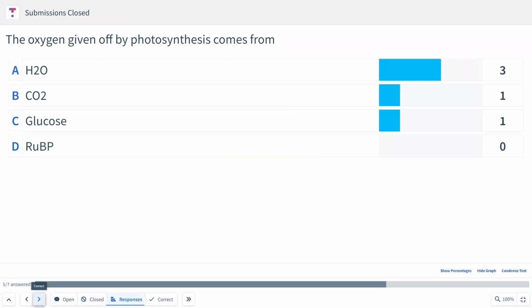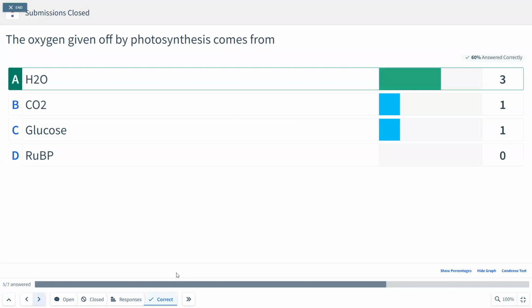Okay, again, people are sort of all over the place on that one. So the oxygen given off by photosynthesis comes from water, remember? The roots bring in the water, it goes up to the leaves, and then we have the hydrolysis where the water is split. And then we get the oxygen. Let's go to the next one.